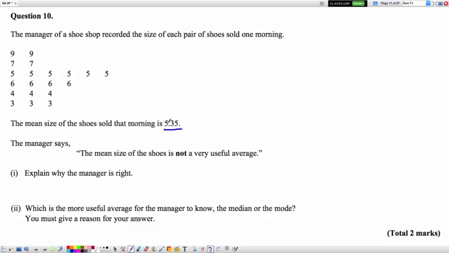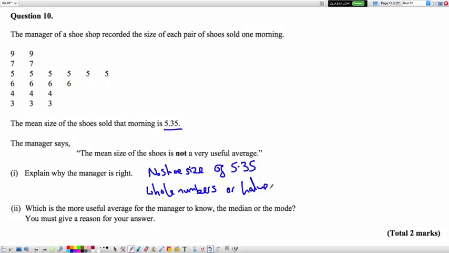Well, having a number of 5.35 for a shoe size is not helpful because there is no shoe size of 5.35. Instead, we must have whole numbers or halves, which is what we have in the shops for shoe sizes.